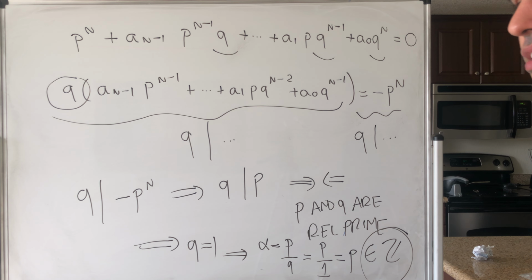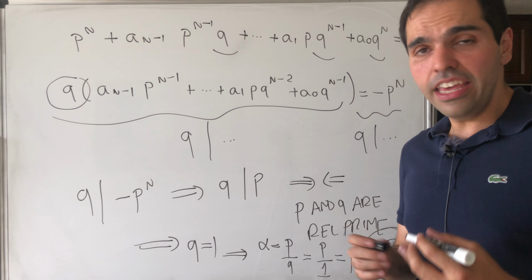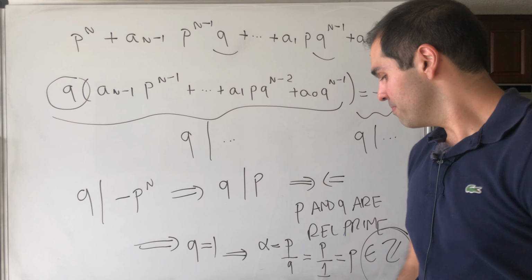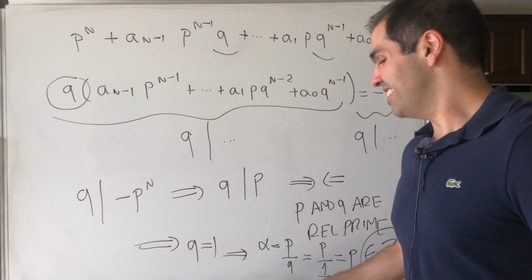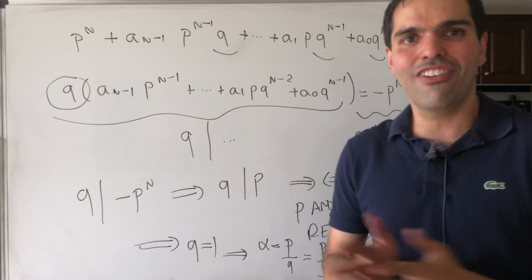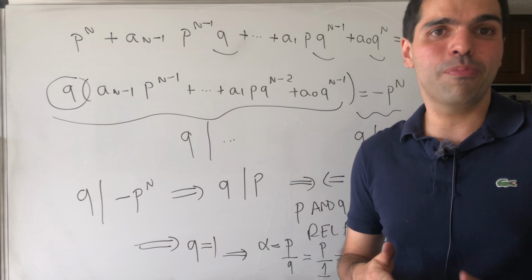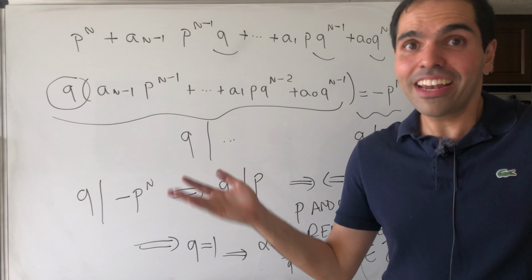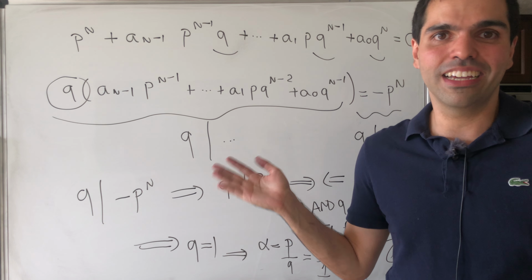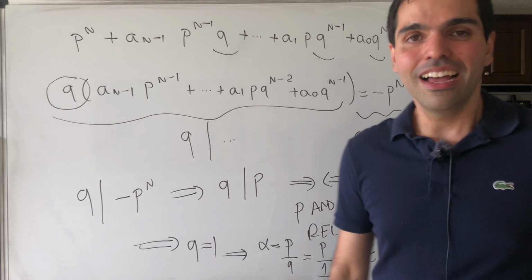So in other words, we have shown again that if you have a rational root, then that root must be an integer, which is again a very neat fact about monic polynomials. In fact, you can try this out with the quadratic formula and convince yourself that this is true.